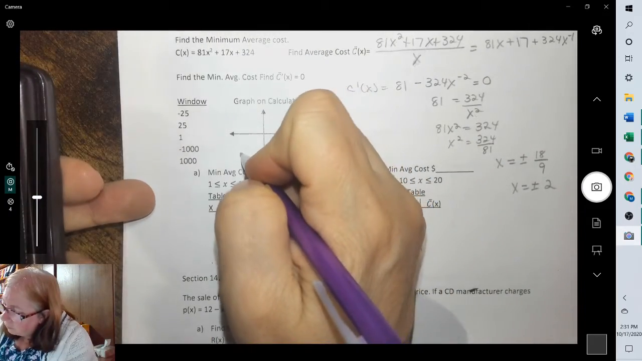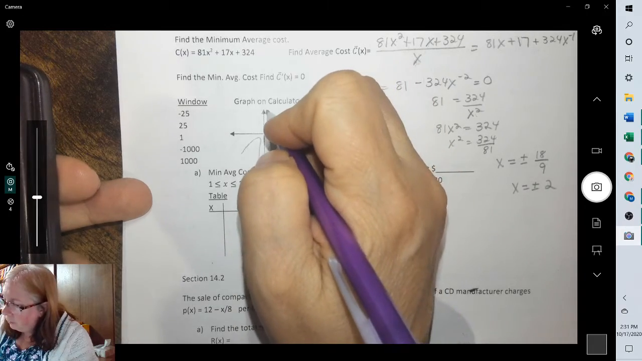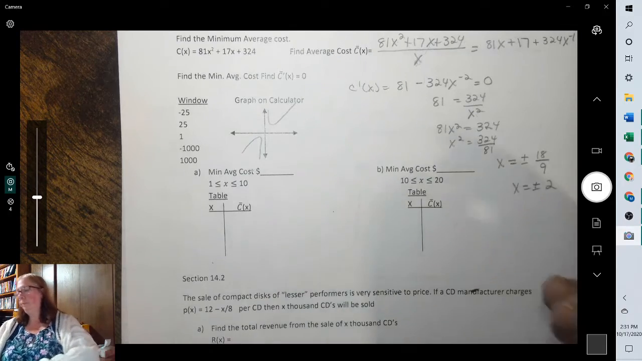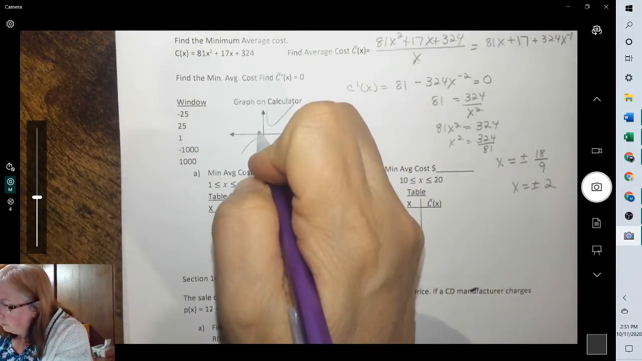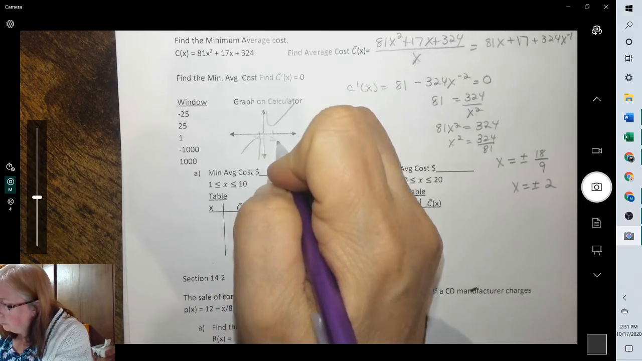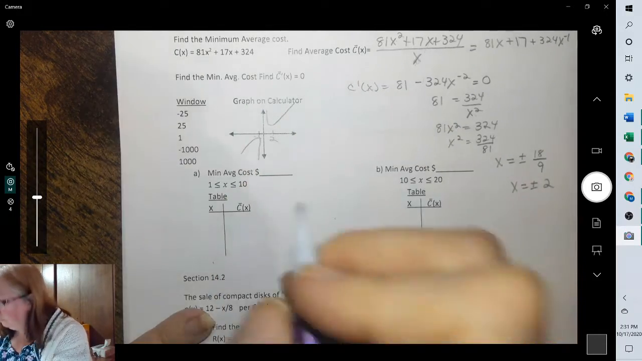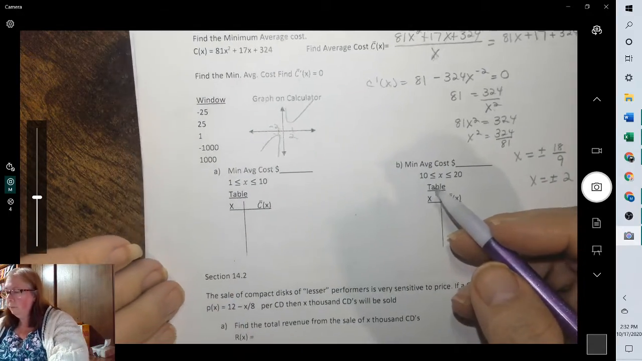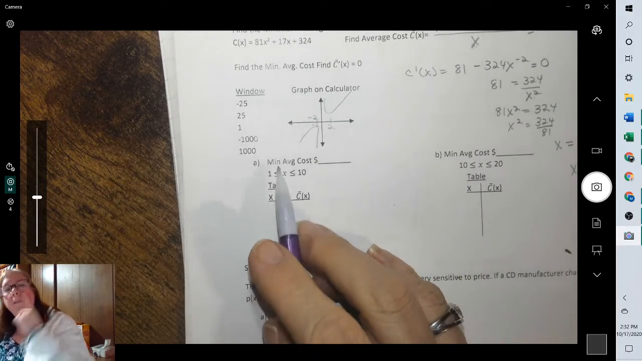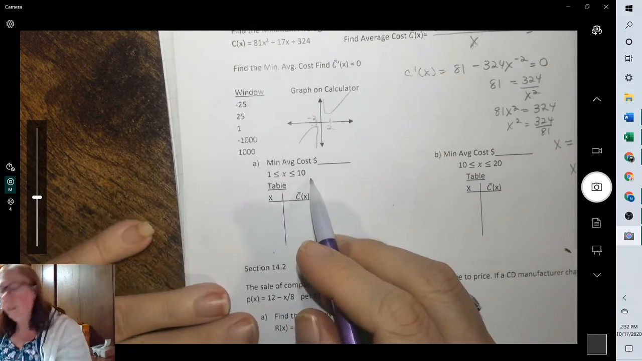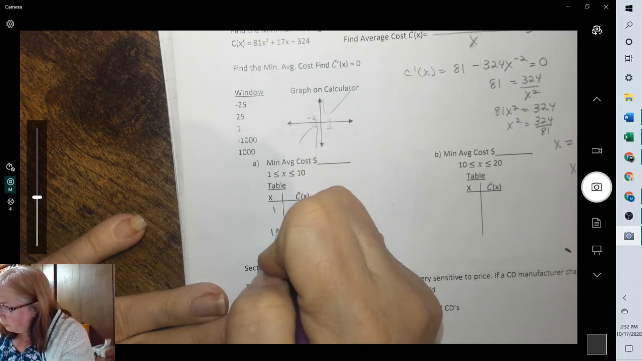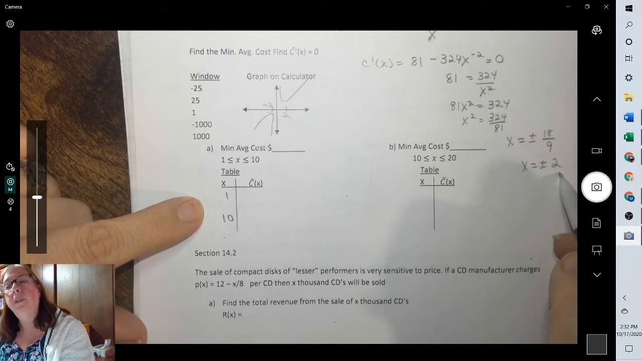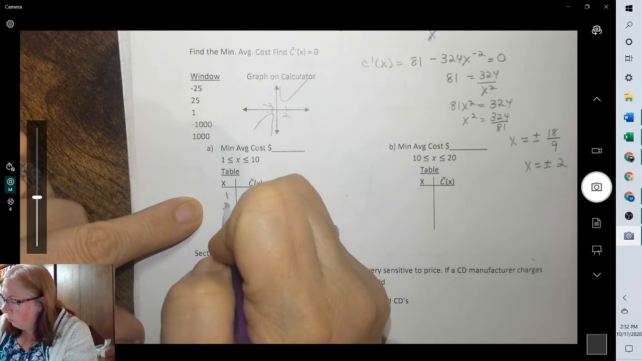Over here and here. And this is our -2 and 2. Where we can see it. Okay, look in the first one. There's two parts. The first one wants us to find the minimum average cost between 1 and 10. So 1 and 10 are our endpoints. And 2, one of our critical numbers, the +2, is between there. So we want to check 1, 2, and 10.